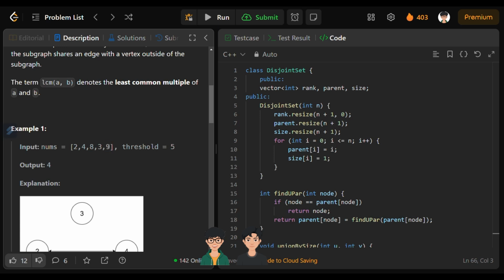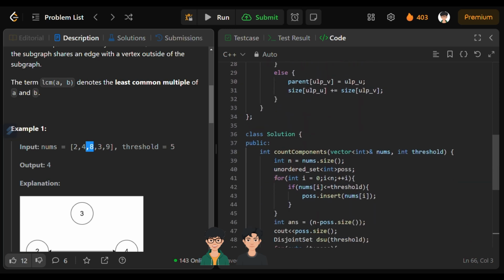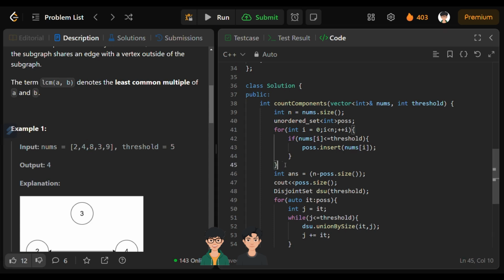For example, let's take 8. If we take any number with 8, the LCM will be sure shot bigger than 8. For example, if I take the LCM of 3 and 8, it's 24, because 8 into 3 is 24 and 3 into 8 is 24. It is bigger than the threshold. So first of all, the most important observation is that there is no sense of keeping the numbers which are bigger than the threshold. This is the first observation, and I have implemented this in the 40th line.